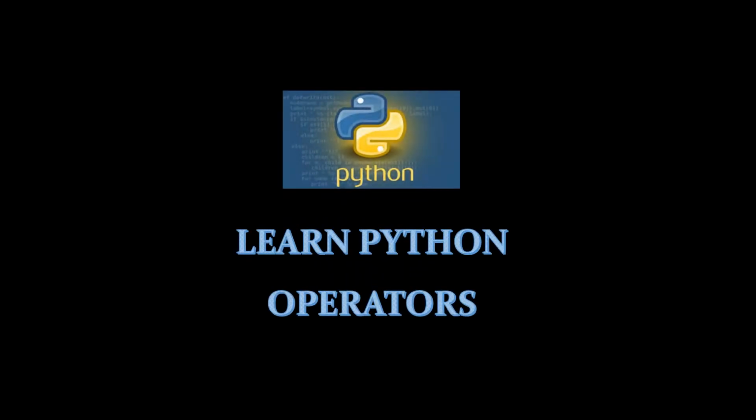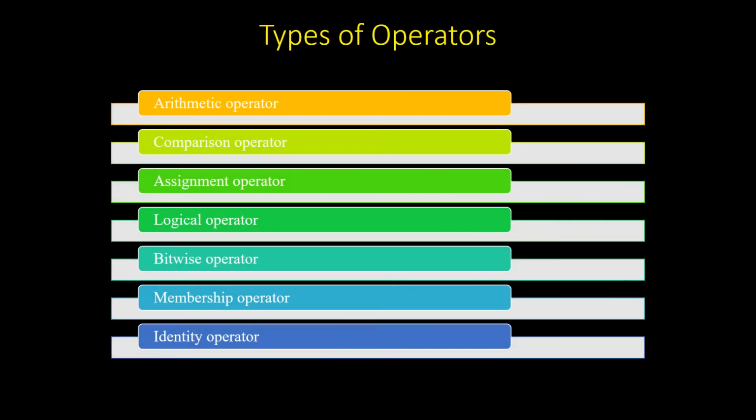In this e-learning tutorial, we are going to see about the operators in Python. Operators are used to modify the value of the operands. Some of the operators in Python are arithmetic operator, comparison operator, assignment operator, logical operator, bitwise operator, membership operator, and identity operator.